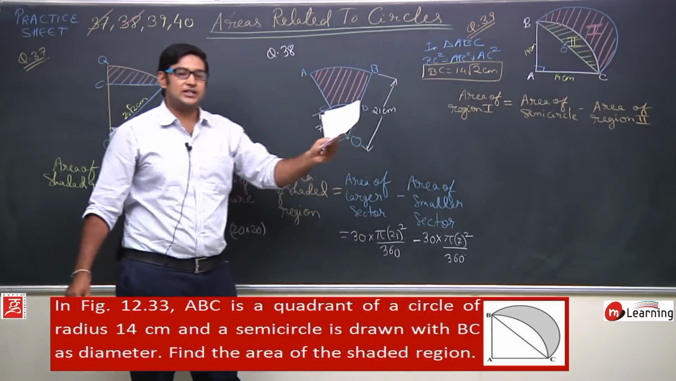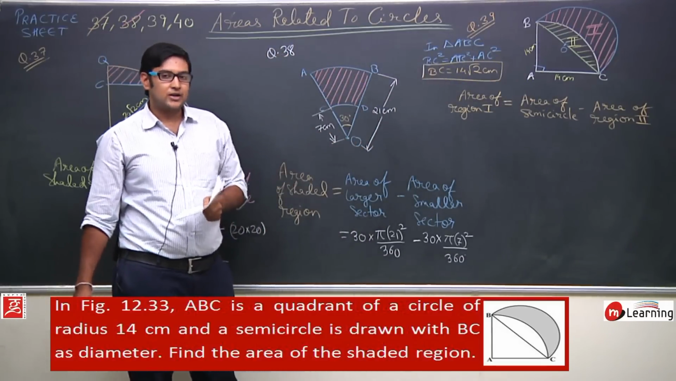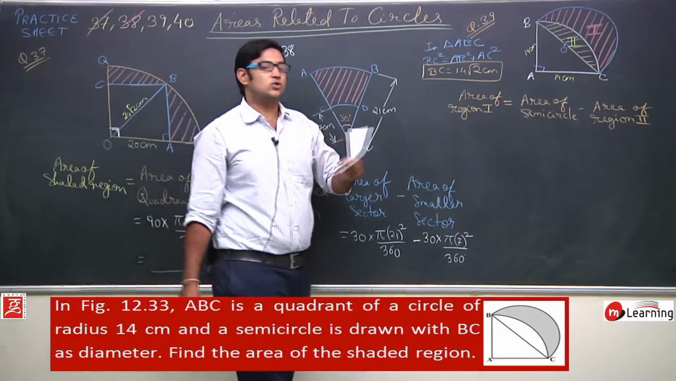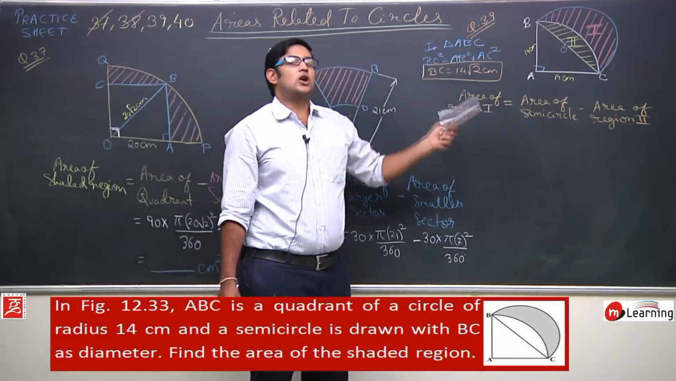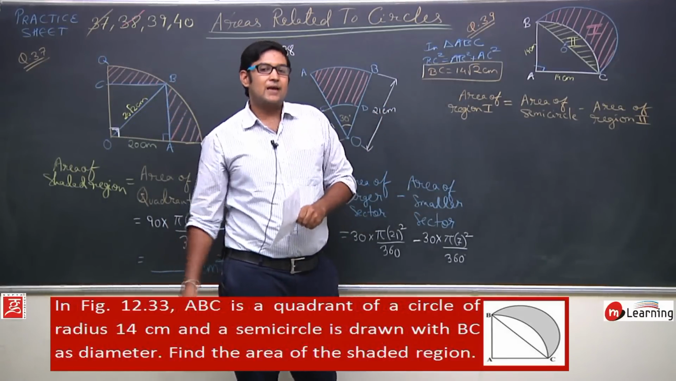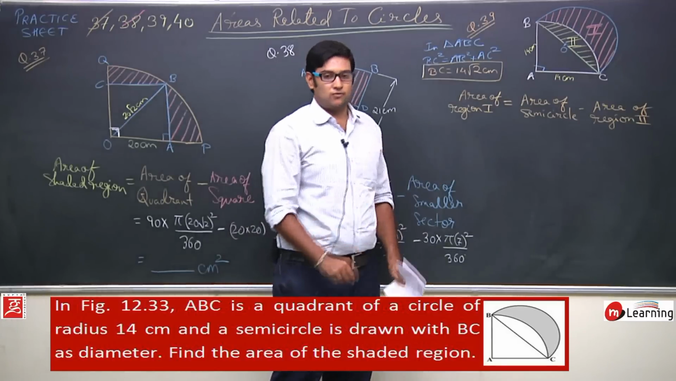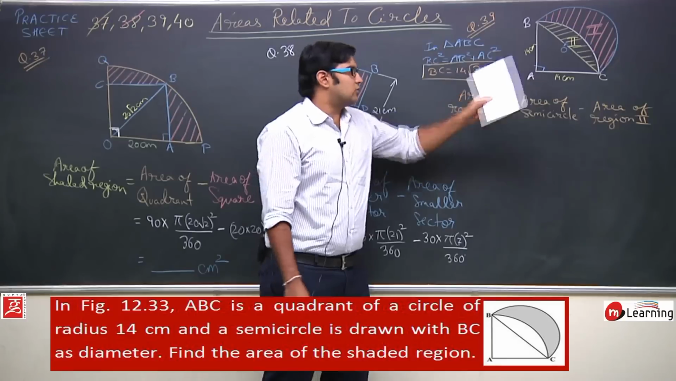I am not calculating the value, it's very easy to calculate. Now you are in 10th standard, so you need to calculate yourself. I am only giving the approach of how to solve. So BC is 14 root 2.